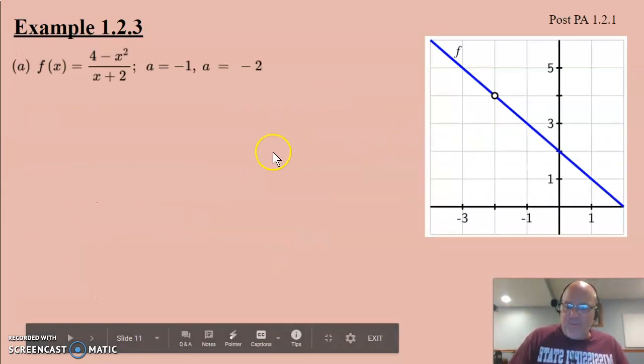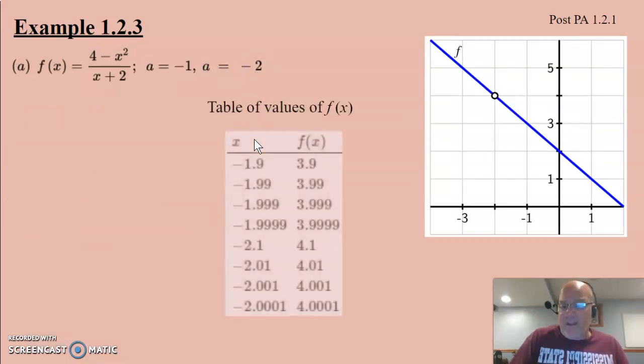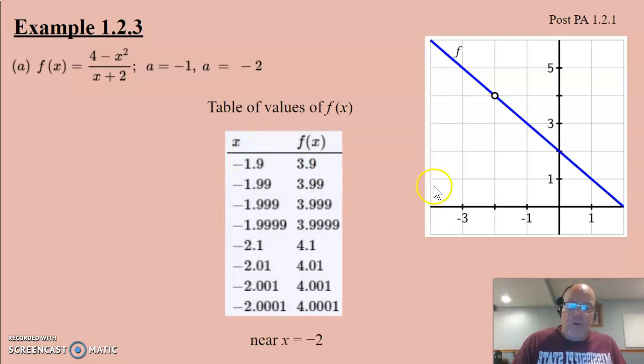So at this point, let's move on to a equals -2. We're going to start with the table of values. We're first going to go from the right of -2, so we're getting closer and closer to -2 from the right. So -1.9, -1.99, -1.999. We need 3 values here to establish a pattern. We see that this thing is approaching 4.